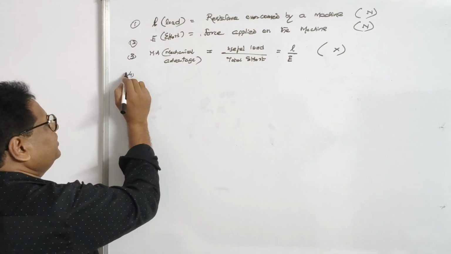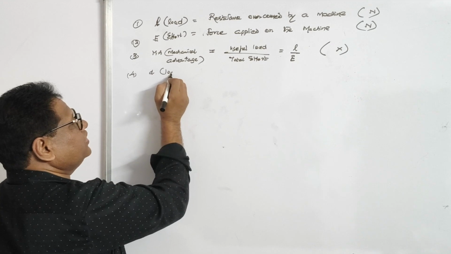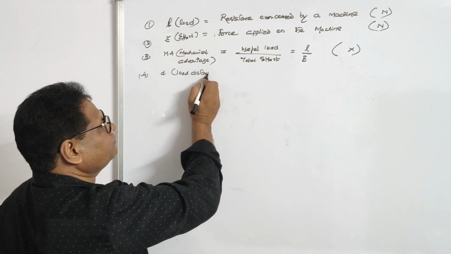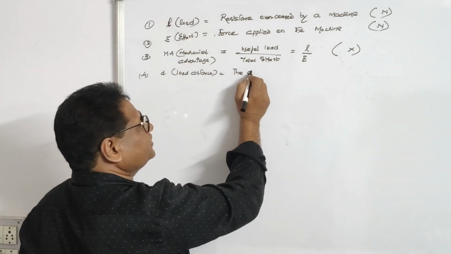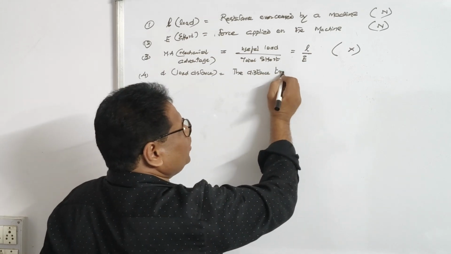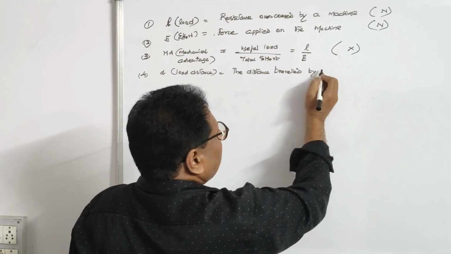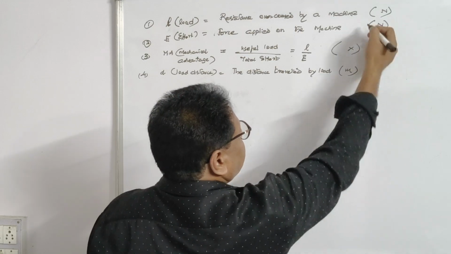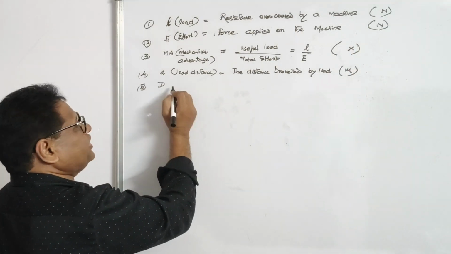Then we have the small d. This is called the load distance, that means the distance traveled by the load. Whatever the load distance is, it is in meters. These are the units.